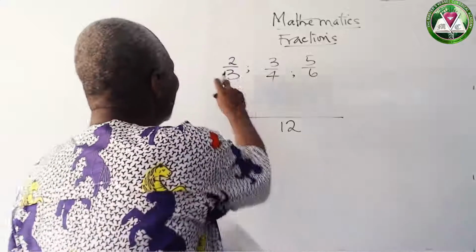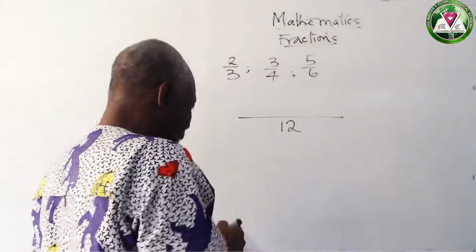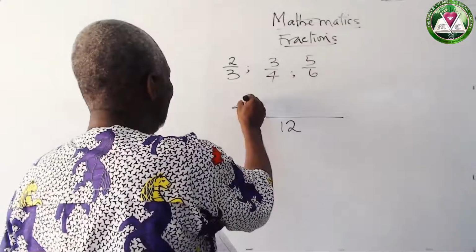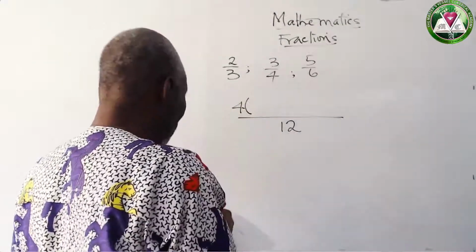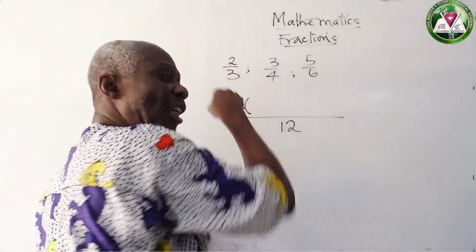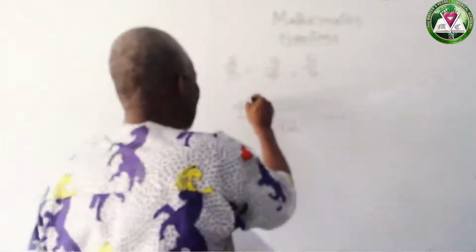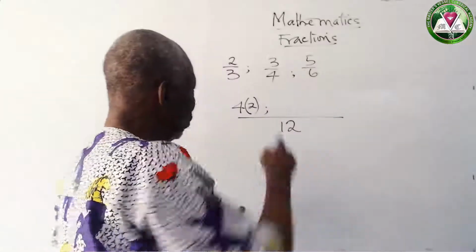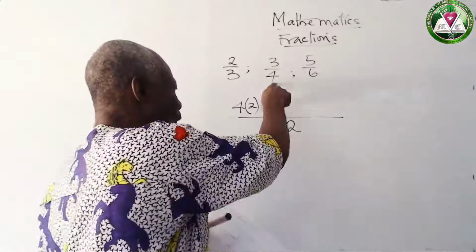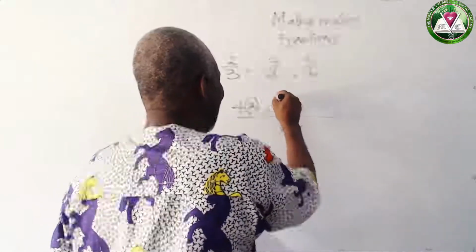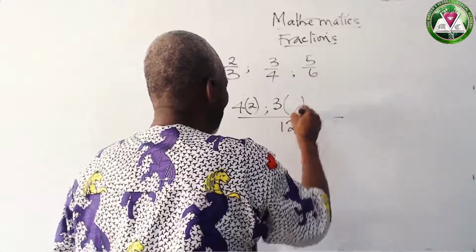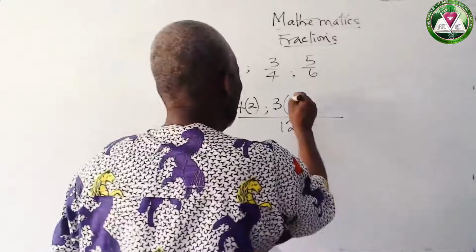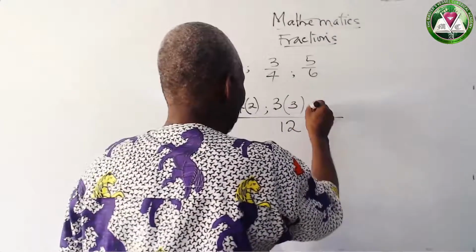Now we allow these three to divide 12, and that will give us 4 times. You write that 4 outside, but this 4 must come to multiply the numerator that was originally given, and the numerator there is 2. We are finished with that first one. We come to this second one. 4 will divide 12, and it will go 3 times. And these 3 will multiply the original numerator that is given there, which is 3. We are finished with that.